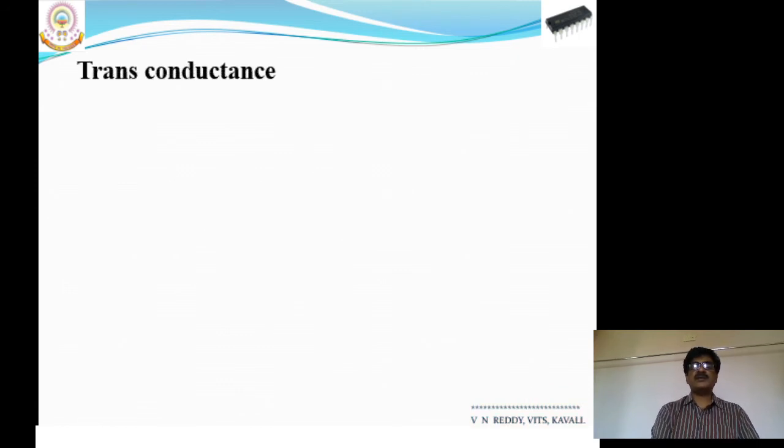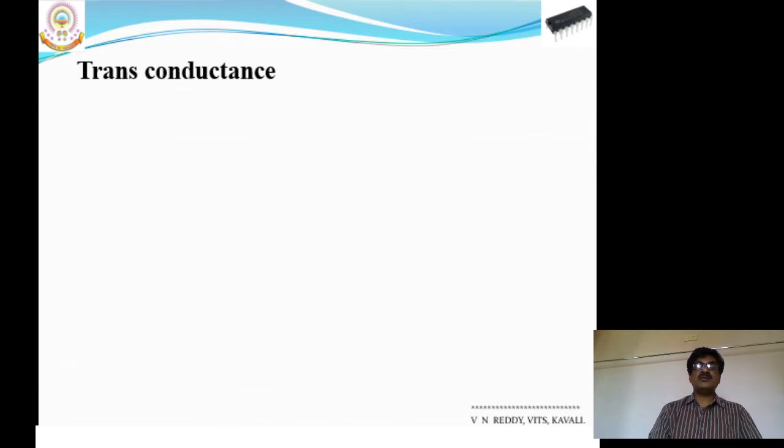Then coming to another very important parameter of a MOS transistor, transconductance. Why it is referred to as an important parameter is that it affects the speed of the system. How this transconductance can be related to the speed, you can see in the coming slide.